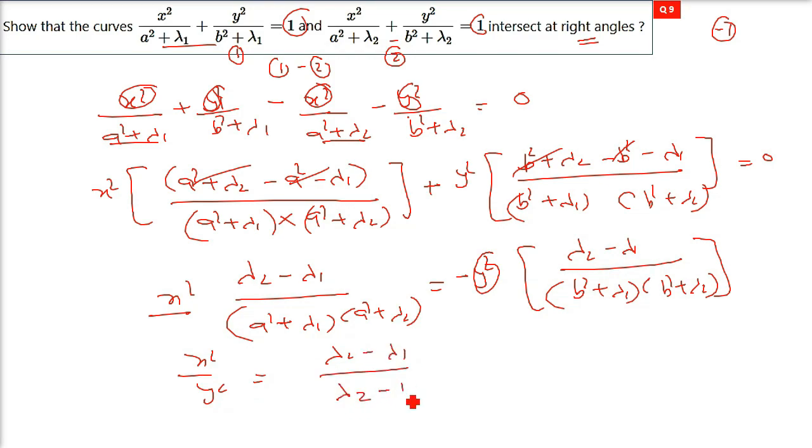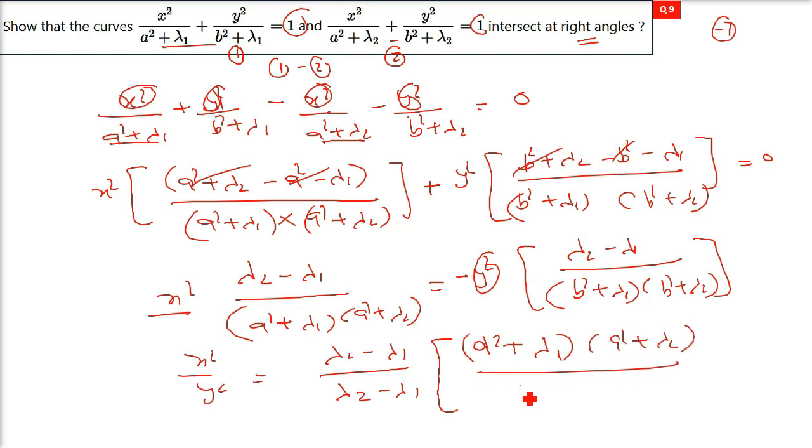x square by y square gives us (lambda 2 minus lambda 1) divided by (lambda 2 minus lambda 1), with a negative sign. So you will be tempted to cancel it out, but just hold on for a second. Let us do the second part, and you'll realize that this cancellation will automatically be done. All other things have been written, and there is a negative sign also, so you can make one (lambda 2 minus lambda 1) into (lambda 1 minus lambda 2), that you'll see just now. So don't cancel it out. So this is x square by y square after subtracting these two.